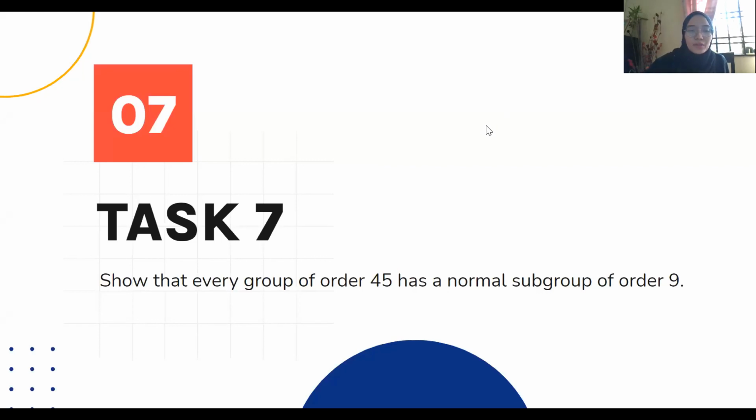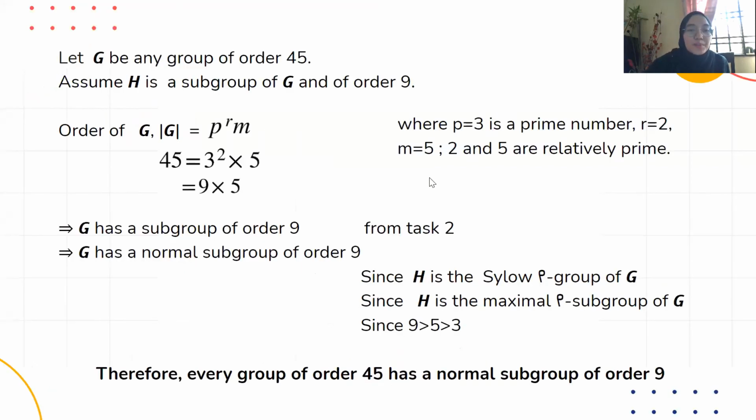Alright, so I proceed with task 7. Show that every group of order 45 has a normal subgroup of order 9. So, firstly, we let G be any group of order 45 and we assume H is the subgroup of G of order 9. So basically, we put the order of G in this formula P power of R times M, where 45 is equal to 3 power of 2 times 5, which is equal to 9 times 5.